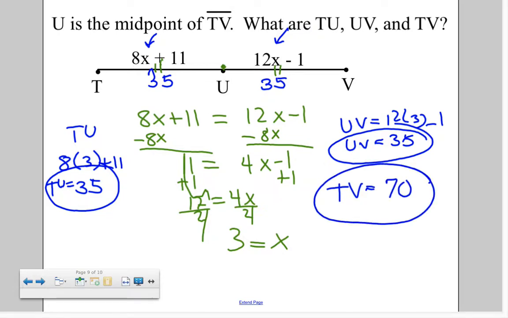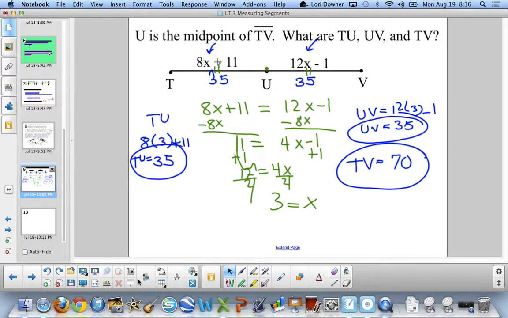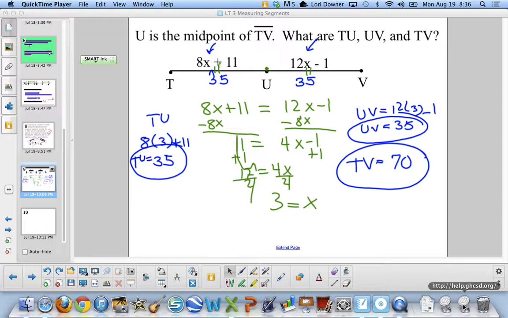So we've answered the question. We see that it makes sense to the problem. And that's how you look at line segments. And that's going to be the end of this movie. And we've reached learning target 3.